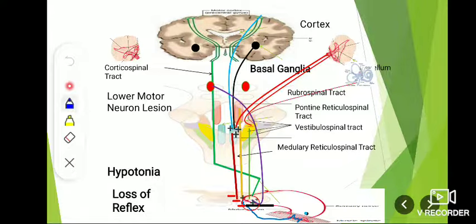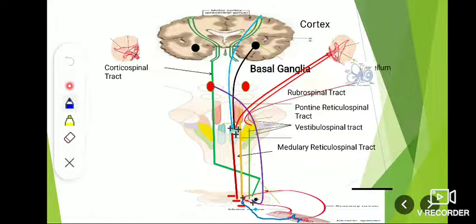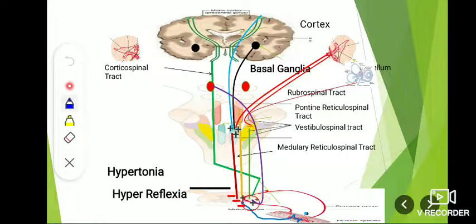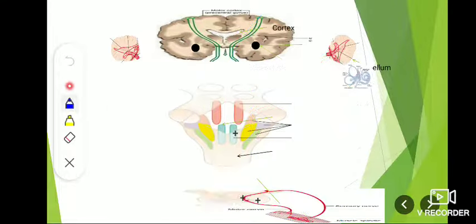So this is the lower motor neuron lesion. Now if you cut at this top level, this is exaggeration, that is hypertonia, okay, and hyperreflexia. So through this experiment, it indicates that control is at the lower as well as the higher level also. So this is the classical upper motor neuron lesion.